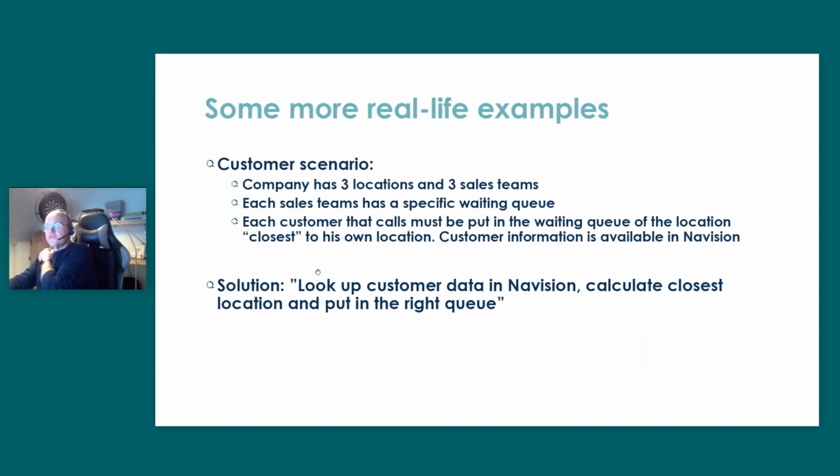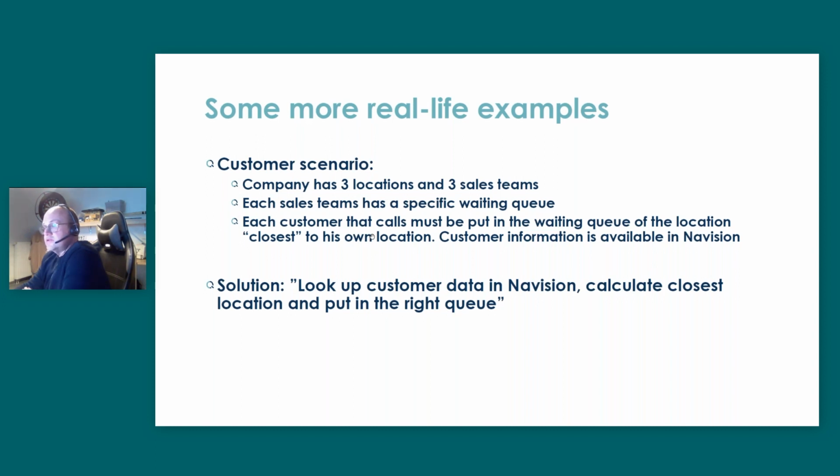So just to illustrate some little things that you can do with these simple EasyConnect integrations, here is the following customer scenario. Suppose you have a company that has 3 locations and 3 sales teams, and each sales team has a specific waiting queue. And this is a company in Belgium which requested this solution from us, okay? And each of the customers that calls in must be put in the right waiting queue. And the right waiting queue in this scenario is the queue of the salespeople that is located closest to him. Okay, so if you're in the south of Belgium, you need to go to the location in the south of Belgium. If you are in the north, and so on and so on. You get the picture, right?